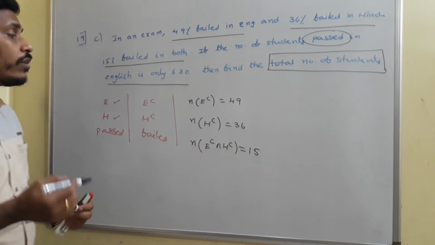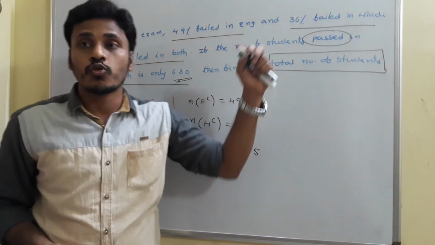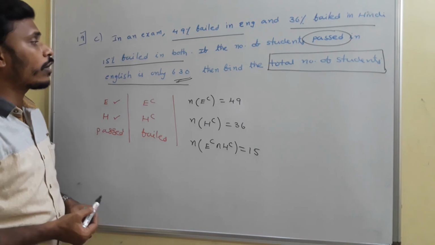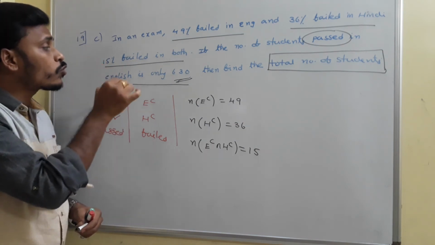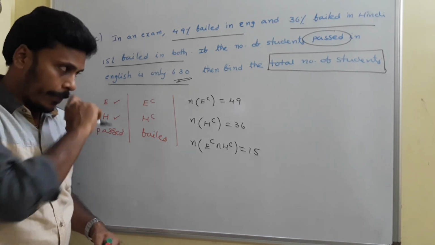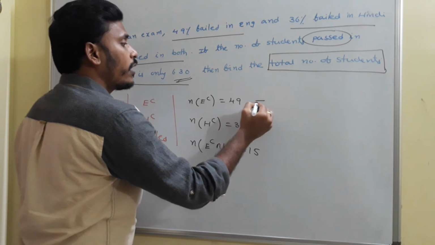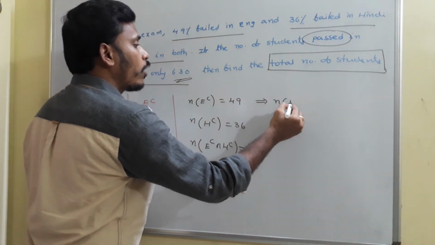And at the end, the value is given as the number of students who passed in English. So what do you need to calculate? The number of students who passed in only English, that's what you need to find. Only English, okay. Right. Next thing is, n of E complement is 49. From there, you need to calculate n of E.